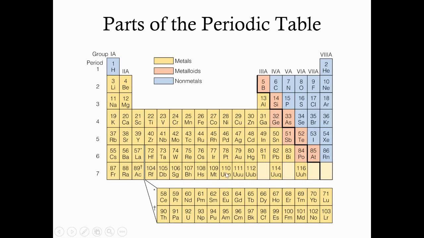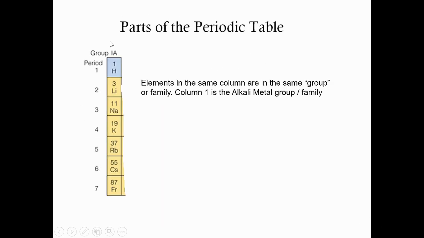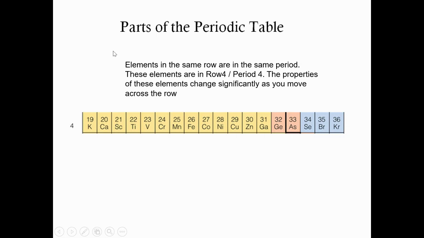Here's an example of a periodic table. I'm going to call attention to a couple of pieces here. This is an example of a column of the periodic table, which we call a group or family. This is the alkali metal group or family. Elements in the same row are in what we call the same period. So these elements are in row 4 or period 4 of the periodic table. While the properties of elements in a column are similar, the properties of the elements in a row change significantly as you move across that row.